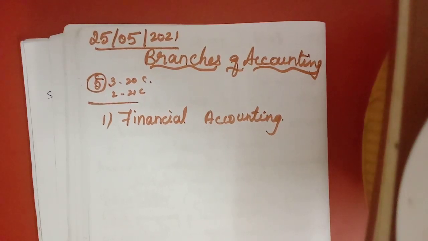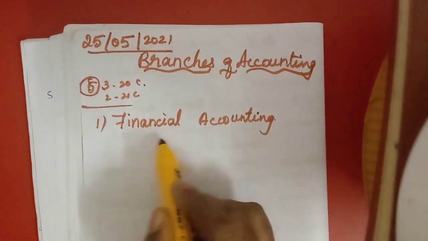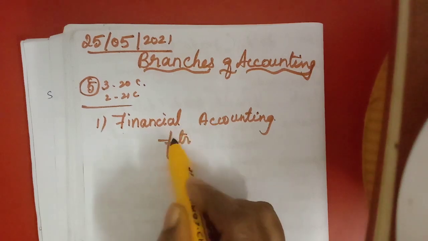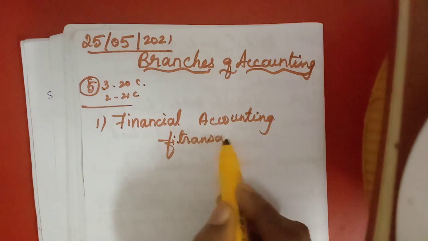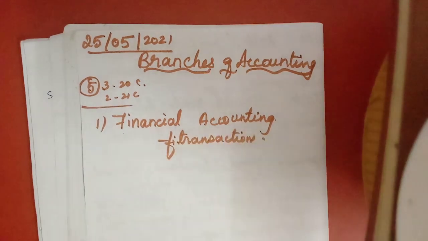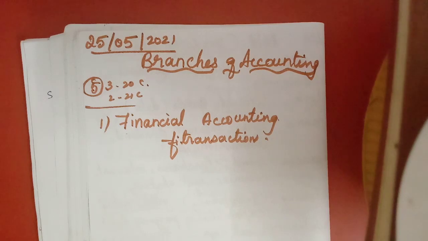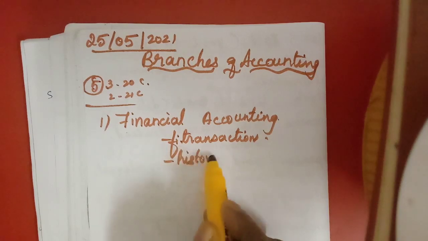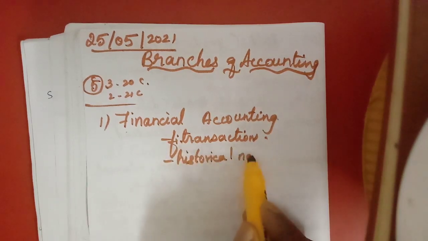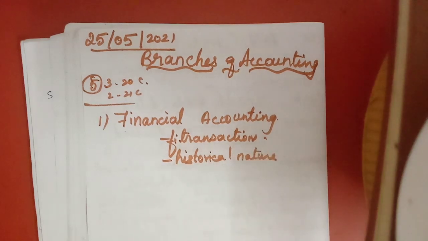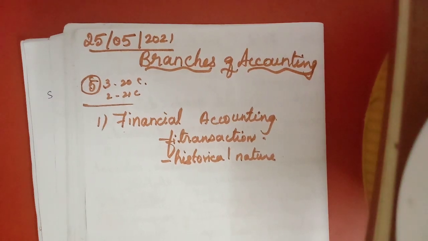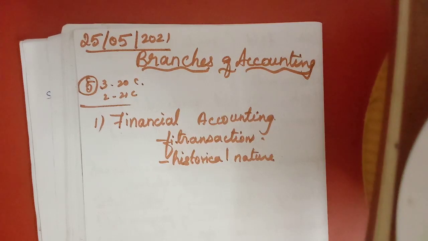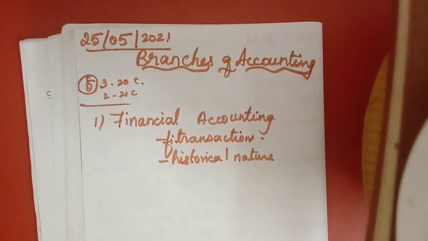Financial accounting involves the recording of financial transactions and events in the books of accounts. It is historical in nature. That means what is done already, only we are entering, not the future transactions. Historical in nature means the transactions and events have been completed, and we are only recording them.